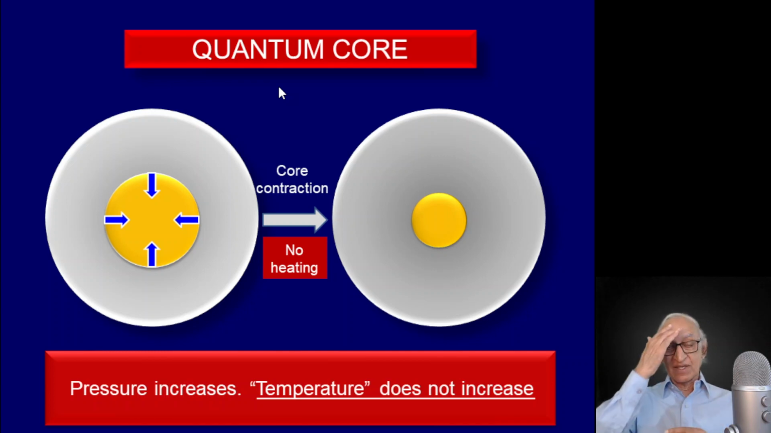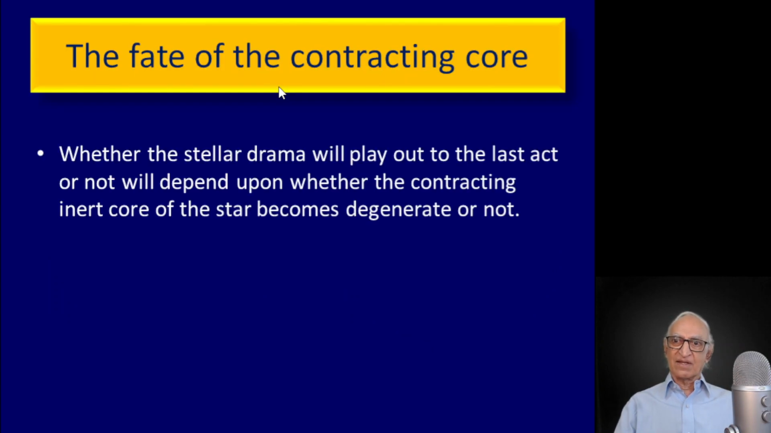Therefore, you can see that the second act of the stellar drama depends on whether the contracting core obeys a classical equation of state or the Fermi-Dirac equation of state. Now, whether the stellar drama will play out to the last act or not, the last act being when it has produced iron 56, the fusion reaction ends there, and the core will look like an onion, will depend upon whether the contracting inert core becomes degenerate or not.